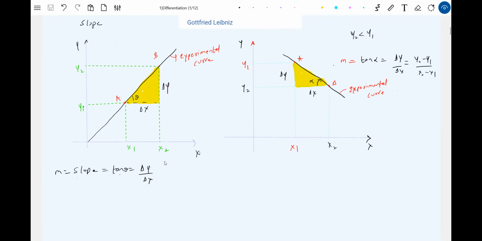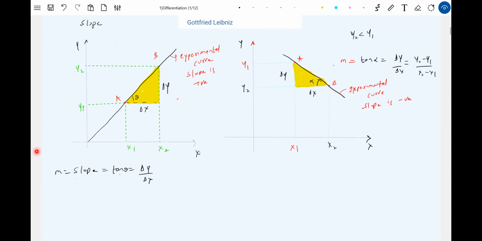This slope is positive. The slope is the measure of steepness of this line. So these are experimental curves, and the slope of this straight line is negative. So as X increases, Y decreases. When X increases, Y increases. Okay, this is the idea. So now we are very good at calculating the slope.